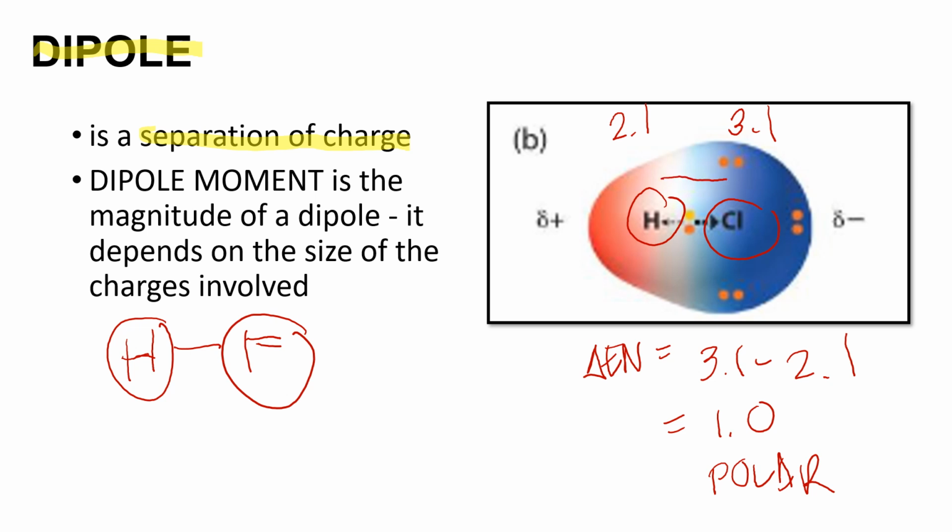So it's pulling it more to the chlorine atom. So the chlorine, being more electronegative, pulls the bonding electrons closer to itself. As a result, it becomes electron rich. It becomes more negatively charged with a partial negative charge, or what we call delta negative, because it is holding onto the electrons more tightly.